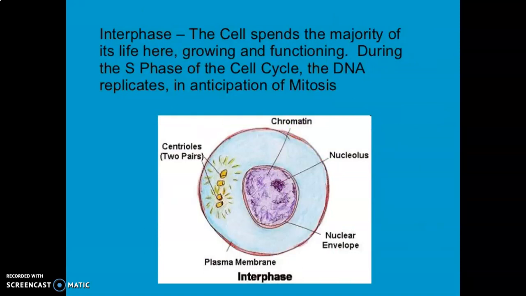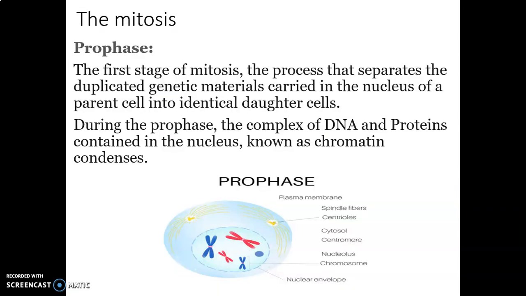In interphase, the cell spends the majority of its life growing and functioning. During the S phase of the cell cycle, DNA replicates in anticipation of mitosis. Prophase is the first stage of mitosis, the process that separates the duplicated genetic material carried in the nucleus of the parent cell into identical daughter cells.